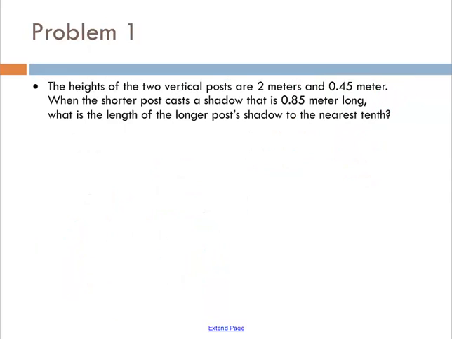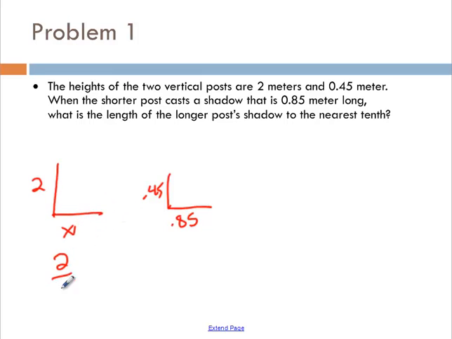So we're going to work through 6 problems to hopefully get a better understanding of what's going on up to this point. So the heights of 2 vertical posts are 2 meters and 0.45 meters. And the shorter post has a shadow of 0.85 meters. What is the length of the longer shadow?